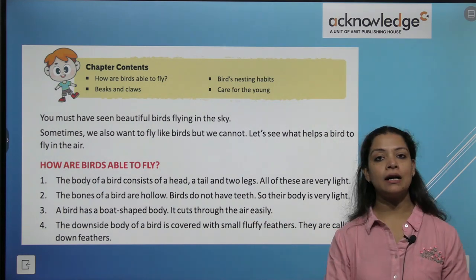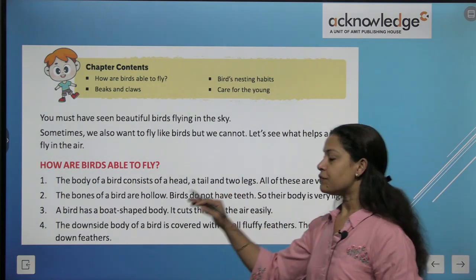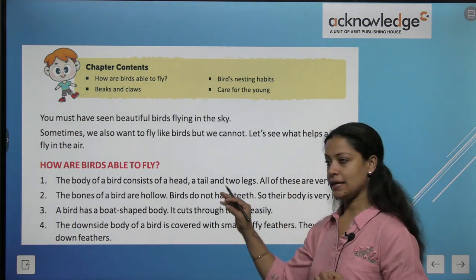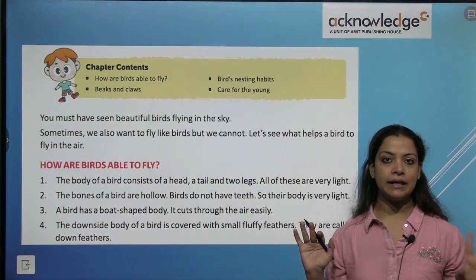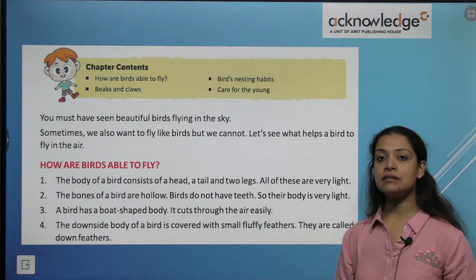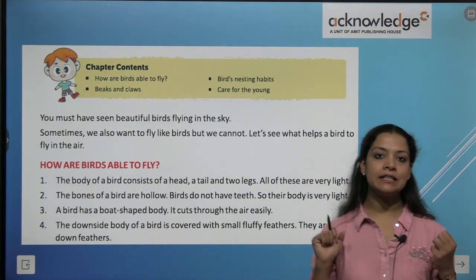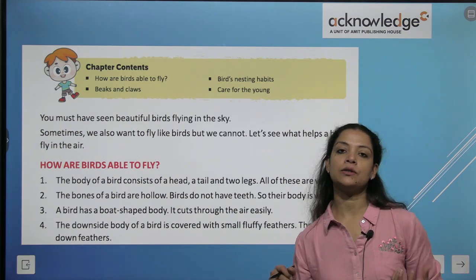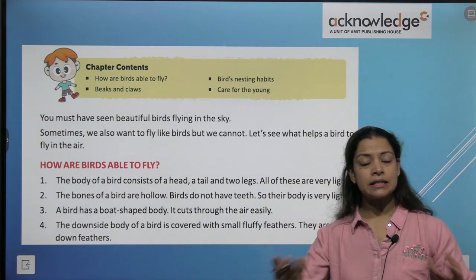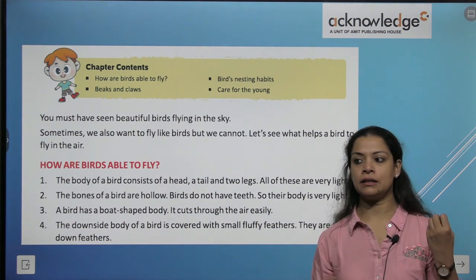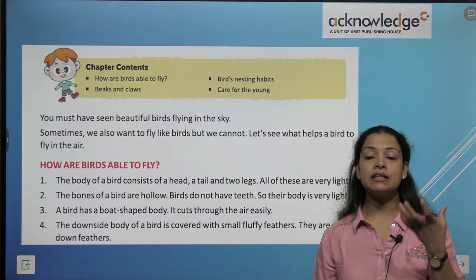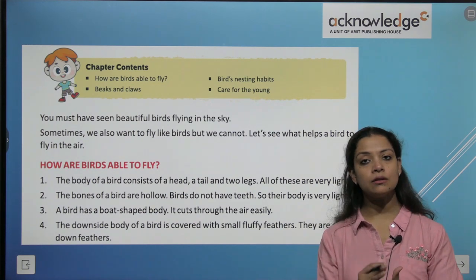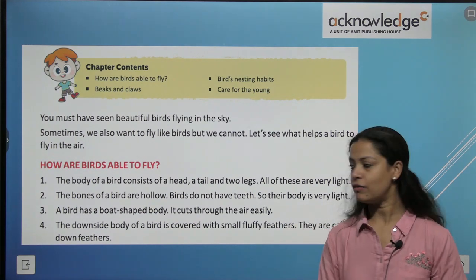Now, how are birds able to fly? First of all, the body of a bird consists of a head, a tail and two legs. Correct? Now, all of these are very light in weight. कोई भी चीज जब बहुत लाइट होती है वेट में, so that is able to fly. Like a kite, like a leaf, like a piece of paper. So they are very light in weight. तो bird की body बहुत हल्की होती है in weight. That's why they are able to fly.